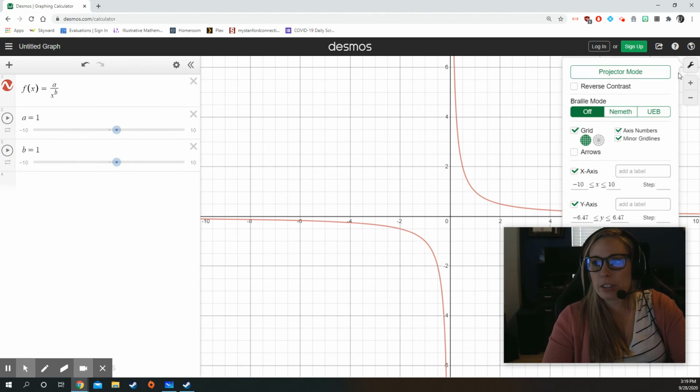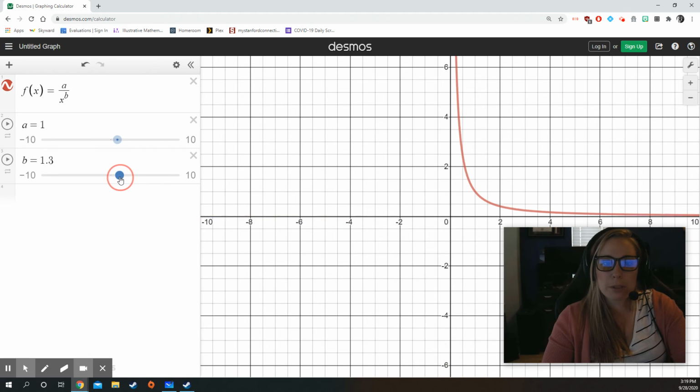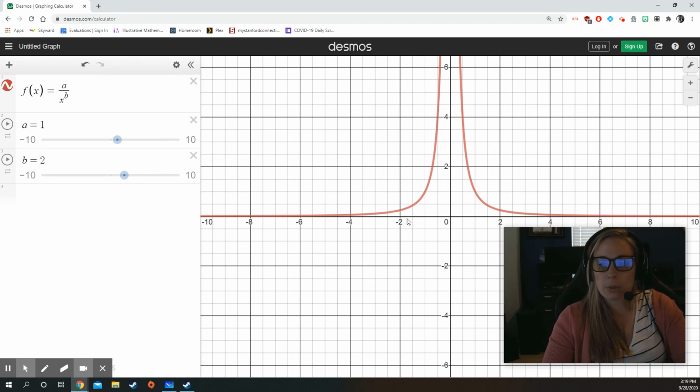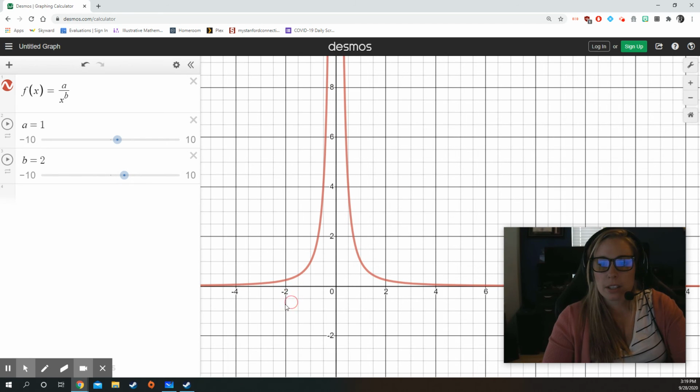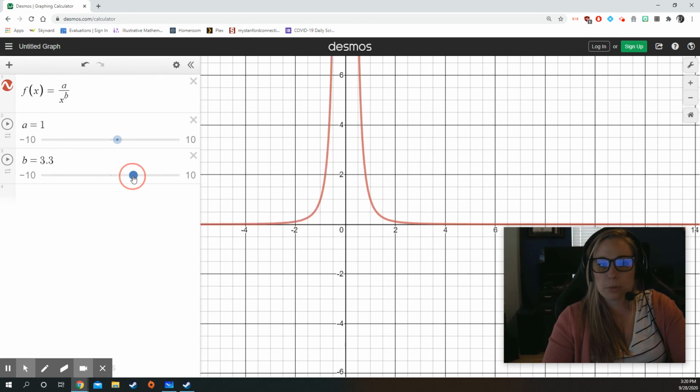So what these sliders do is they start changing our number. So right now we have A is 1 and B is 1. So really this would be 1 over x. But let's say I want B to be 2. Look at what happens. And that's what we talked about in those features or those graphs, is now I have an even exponent, and so they're going in the same direction. Let's move it to 3. It's flipped back this way. Let's move it to 4.